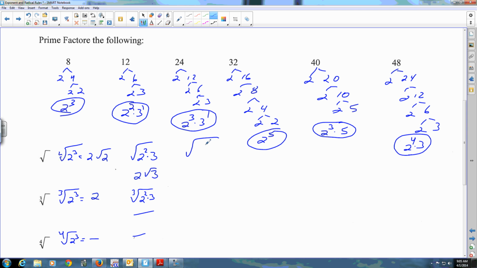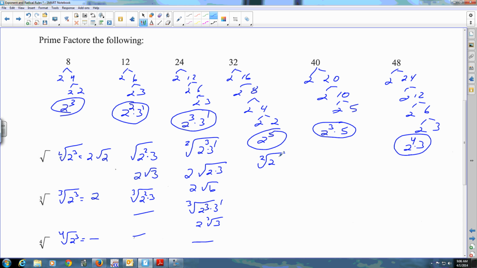Square rooting 24. If you need to put the 2 there to help you see it, great. 2 goes into 3 once, with 1 left over. So 2 square roots of 6. Cube rooting, 2 cubed times 3 to the first. So that would be 2 cube roots of 3. Fourth rooting it, nothing's going to happen because none of the exponents are big enough.